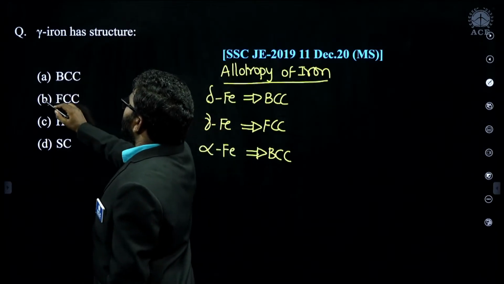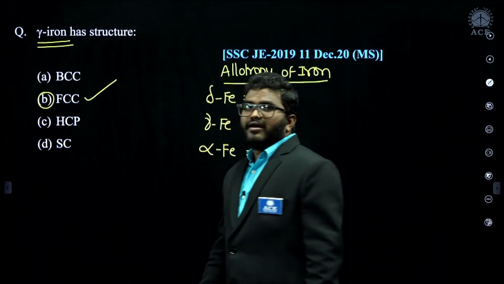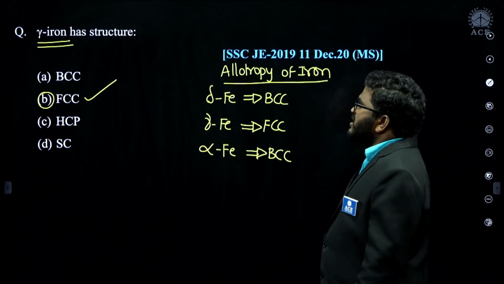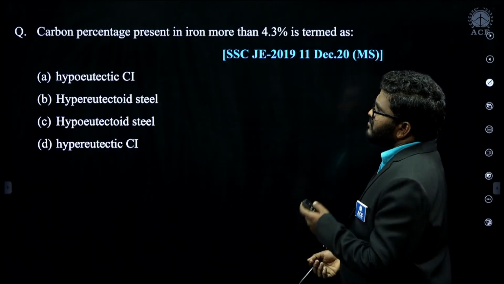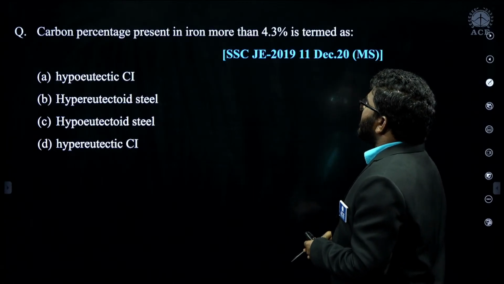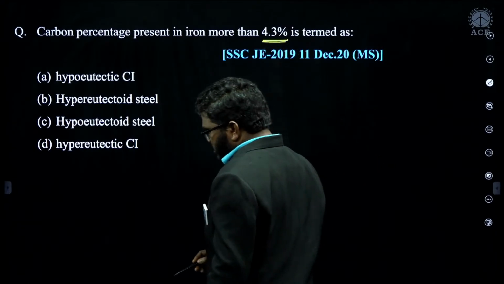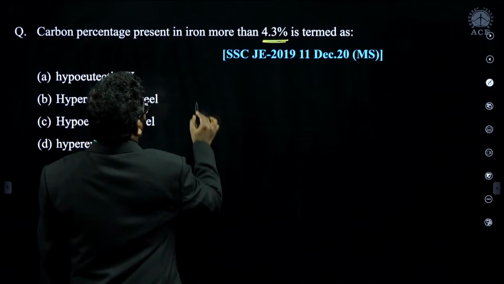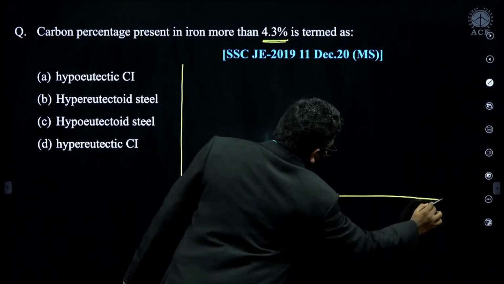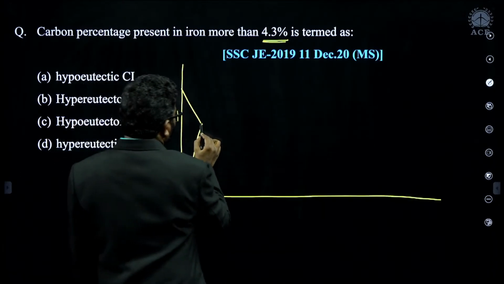So gamma iron has what type of structure? FCC structure. Next, carbon percentage present in iron more than 4.3 is known as what? Listen, they ask this question 2-3 times, so I'll give you clarity. This model question has been asked 2-3 times.